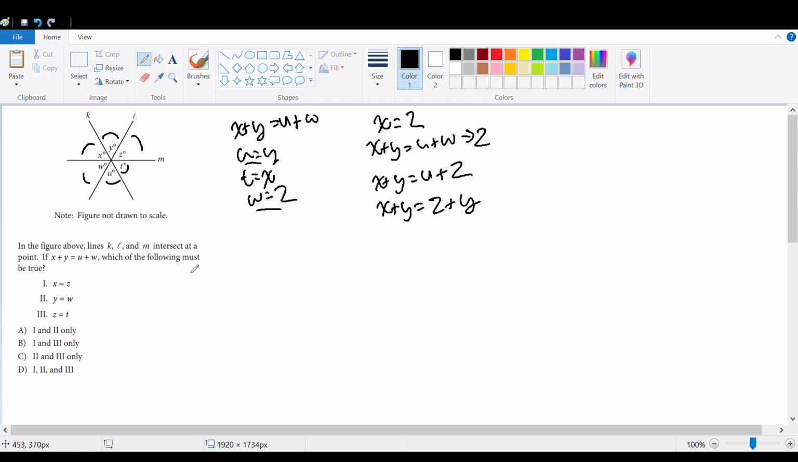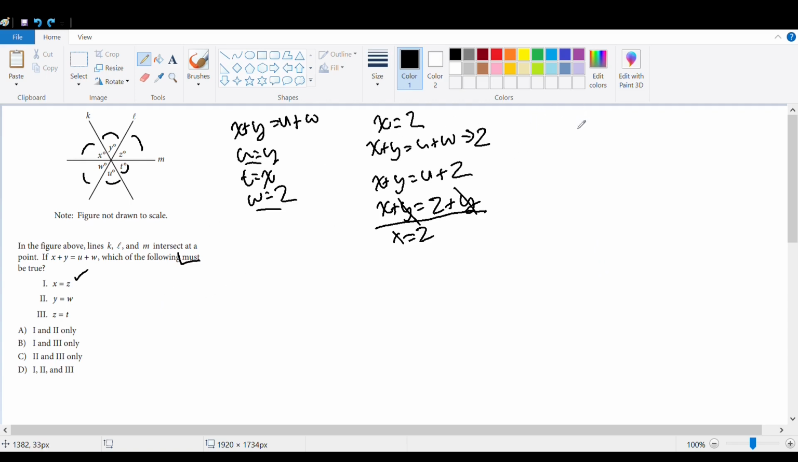And here it says must be true. So does x have to equal z for this equation to be true? Yes, it's pretty obvious to see that x has to equal z, because both of these y's will cancel out, and we know that if x did not equal z, then this equality would not be true. So x has to equal z, or else something is wrong. So now we know 1 is correct, so let's take a look at 2.